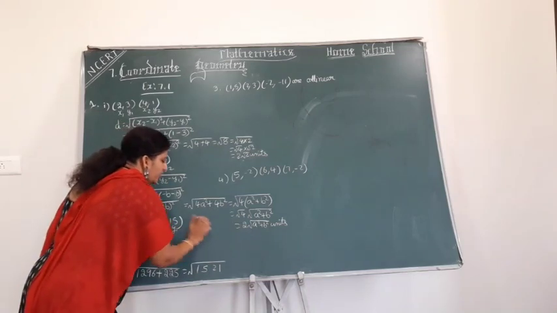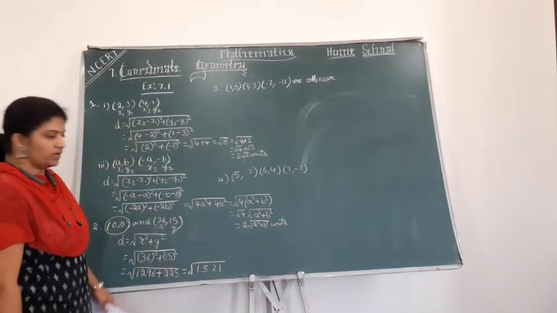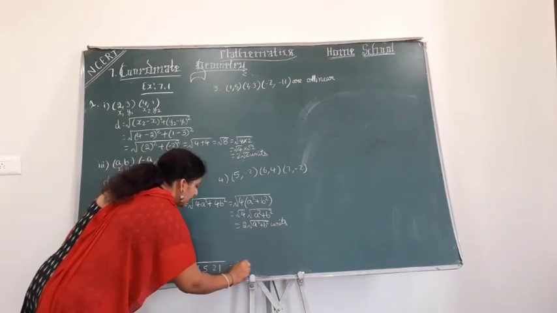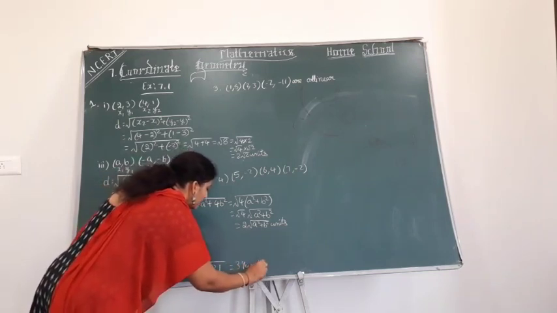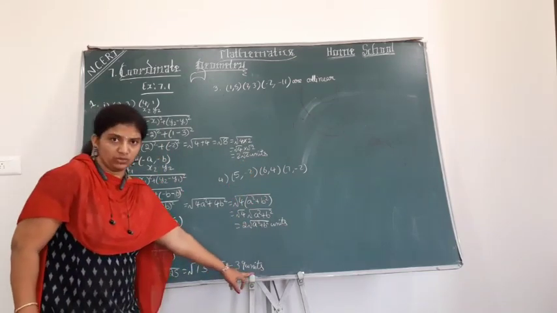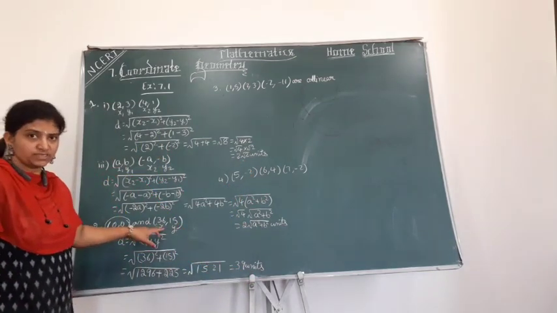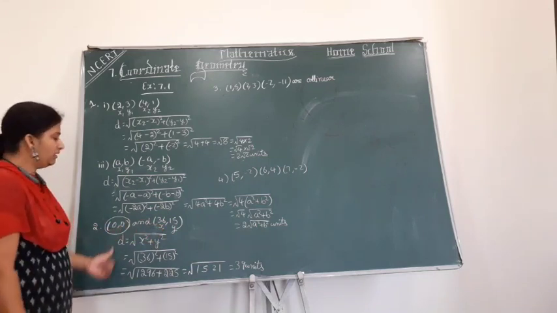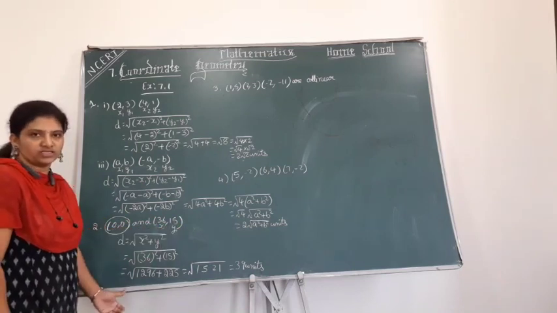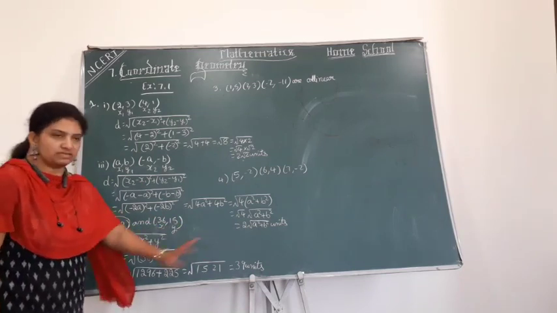What is 1521 square root? It will be 39. You can slowly work out in your books. It will be 39 units. Yes, is this possible? Yes, this is possible. From finding the distance between the two coordinates is your answer. The distance is 39 units.